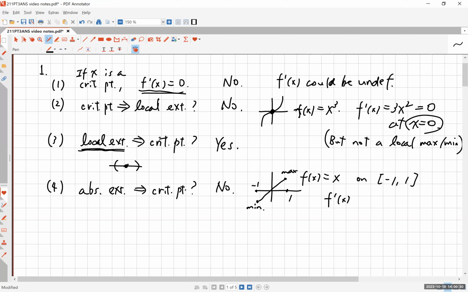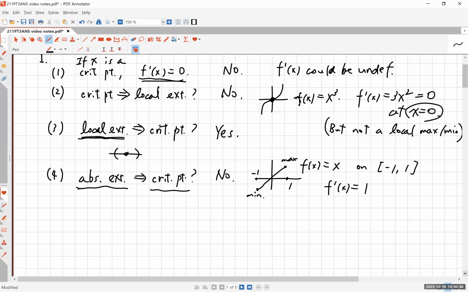But remember, there is no critical point for this function because the derivative is always defined and is equal to 1. So the point about an absolute maximum or an absolute minimum is that it could happen at a critical point if it happens to be inside of an open interval, but these things could also happen at the endpoints, right? Which is why, in order to find absolute extrema, you had to check the values at the endpoints. That's a very important concept you learned in chapter 3 or chapter 4.